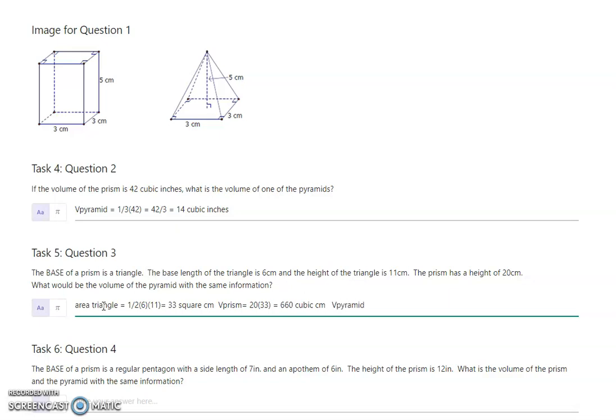So therefore, the pyramid with the same information is going to be 1/3 of that answer. So 1/3 of 660, or 660 divided by 3. So that means that the volume of the pyramid will be 220 cubic centimeters.